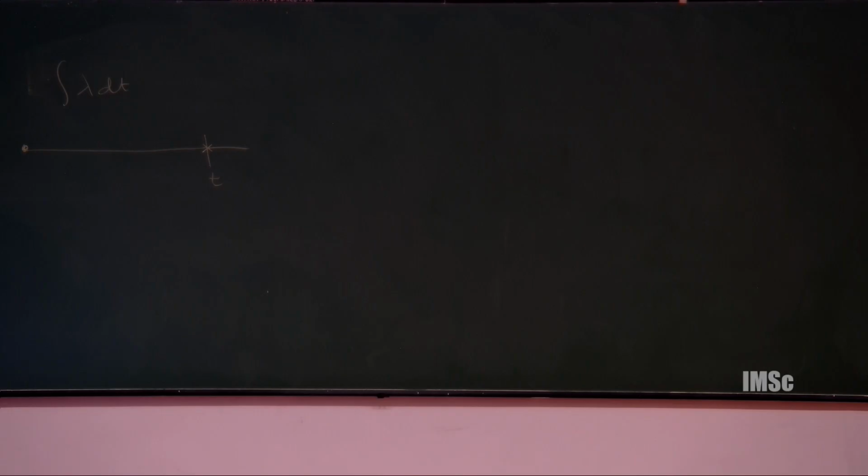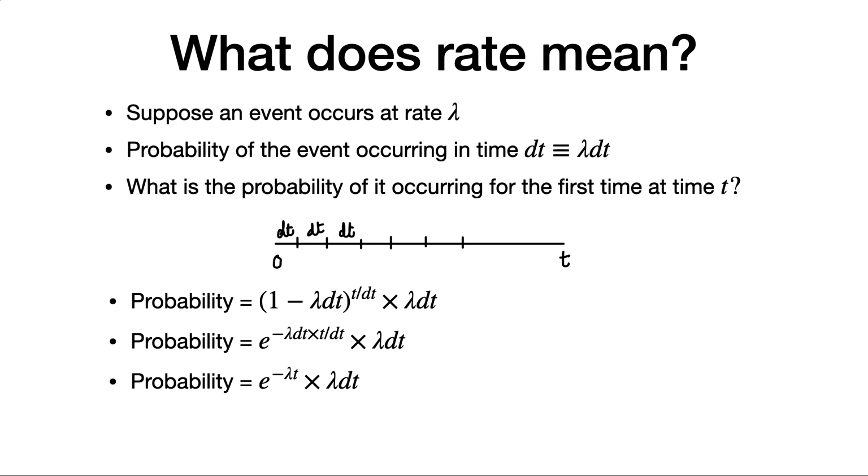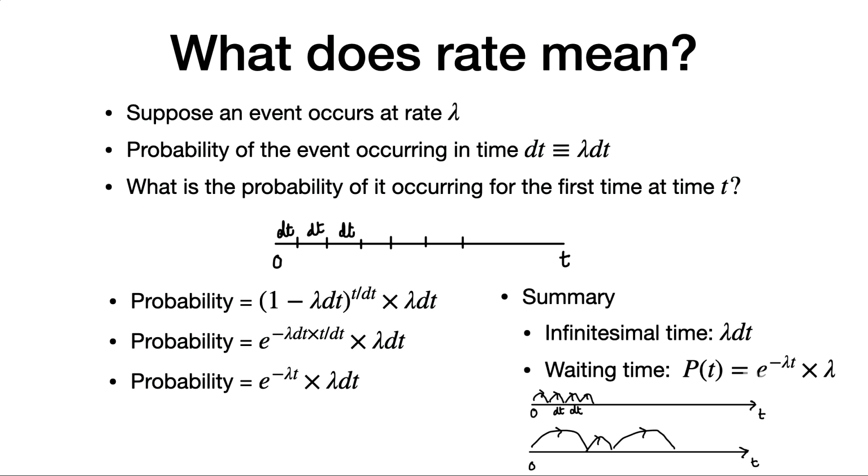Now we have defined how many configurations are possible, and we know what a rate means for going from configuration C1 to C2. Summary: you can define in infinitesimal time that the probability is lambda dt, or you can define waiting times p of t, which is exponentially distributed.